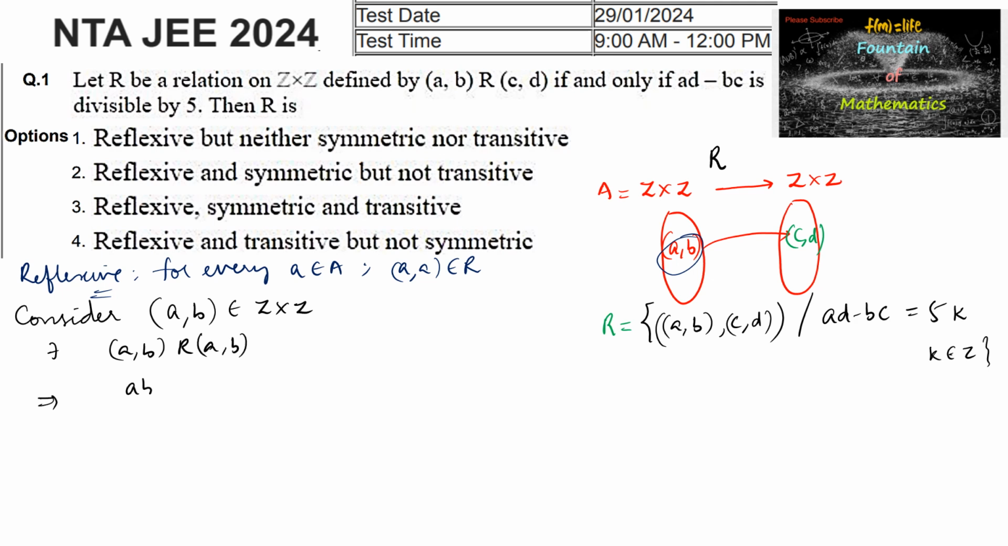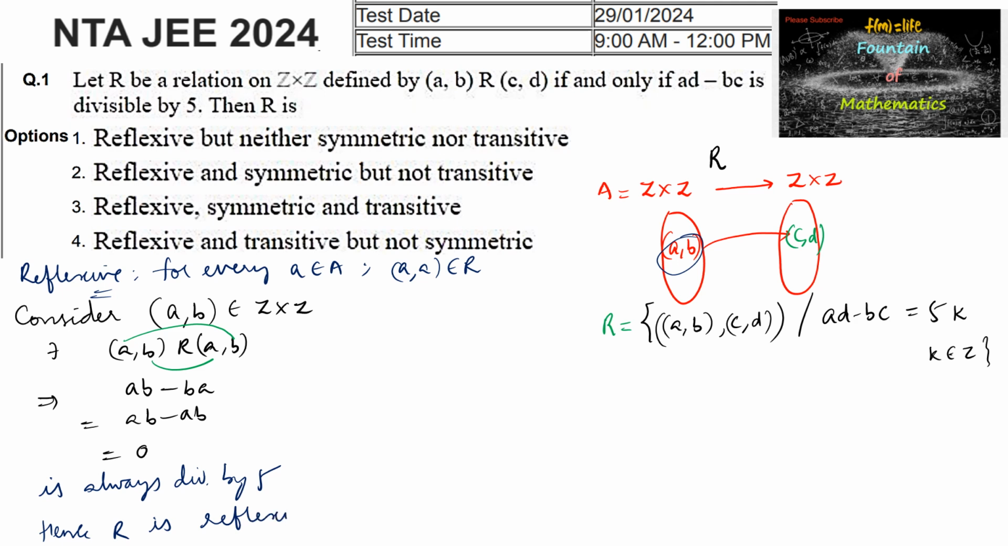Which implies AB minus BA. So here A into B minus B into A, we can write AB minus BA, that is AB minus AB, which is equal to 0, and that is always divisible by 5. Hence we can conclude that the relation R is reflexive, because for every element (A, B), (A, B) is related to (A, B) because the difference is 0, which is divisible by 5.